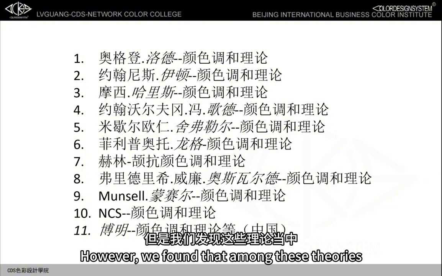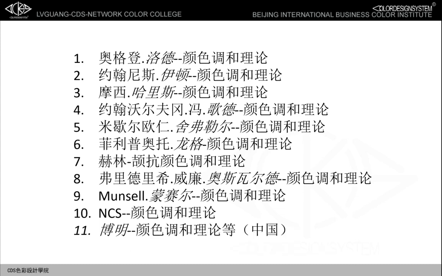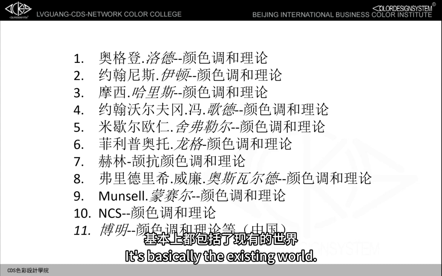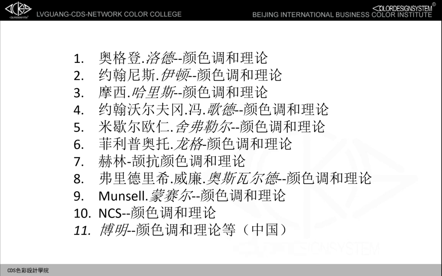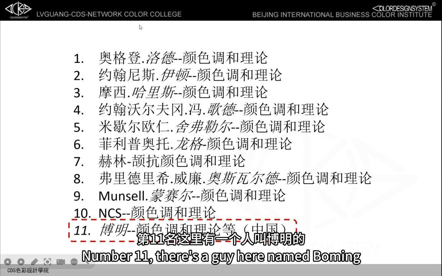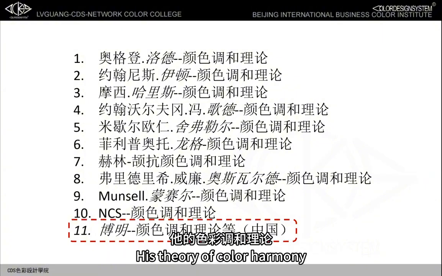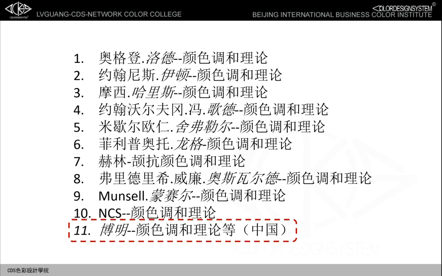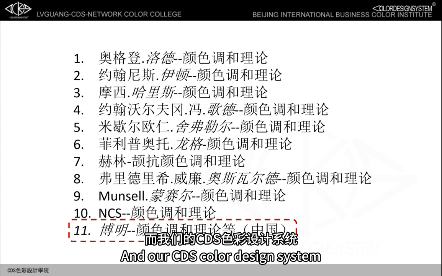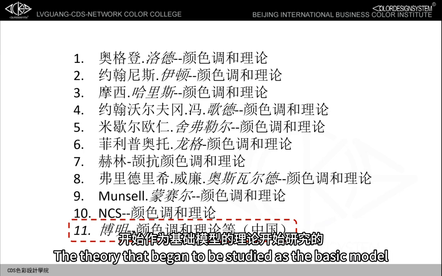However, we found that among these theories, it's basically the existing world, the theoretical core of all color systems. Number 11, there's a guy here named Bangmin. His theory of color harmony may have emerged earlier. And our CDS color design system is a model of the theoretical system built according to it, the theory that began to be studied as the basic model.